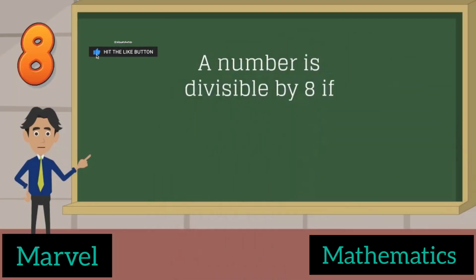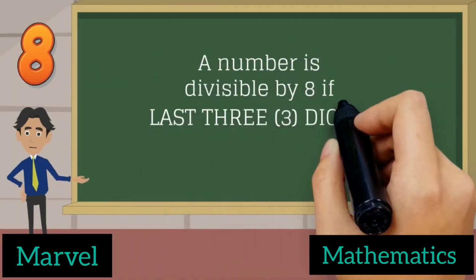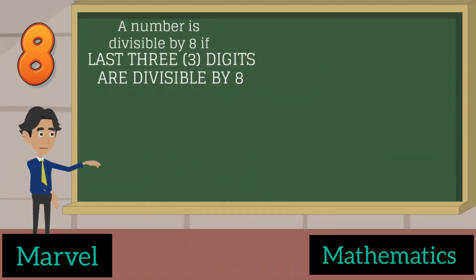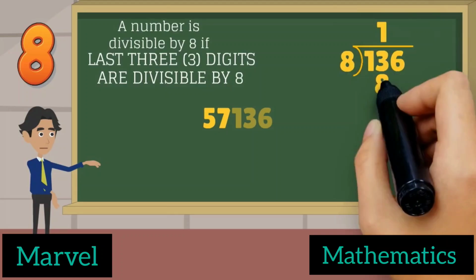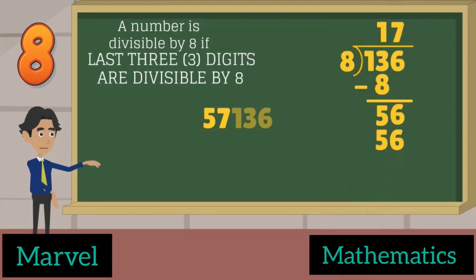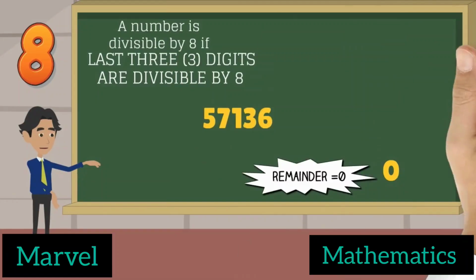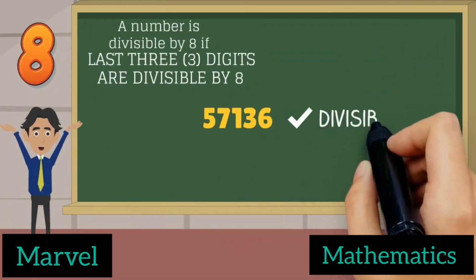Now let's look at the rule for number 8. Take the last 3 digits of any number and see if it is divisible by 8. If it is, then the entire number is also divisible by 8. For instance, in the number 57,136, the last 3 digits are 136, which, as you can quickly calculate, is divisible by 8. So the number 57,136 is also divisible by 8.